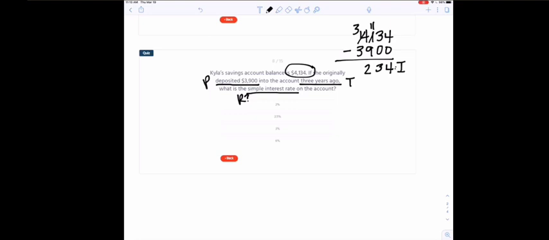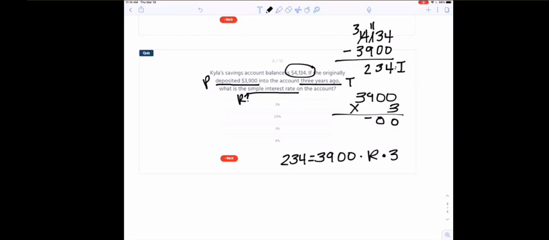So now that I have this, I can go ahead and start plugging stuff into my equation. So $234 is equal to $3,900 times an unknown rate times 3 years. So 3,900 times 3: 3 times 0 is 0, 3 times 0 is 0, 3 times 9 is 27, carry the 2, 3 times 3 is 9, plus 2 is 11, so 11,700. So 234 is equal to 11,700 times R.